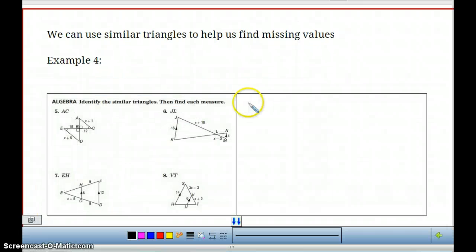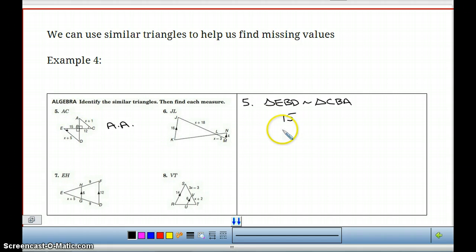So again, I'm going to write over here. For number 5, are the two triangles similar? Yes, by AA similarity postulate. So we would be talking about triangle EBD similar to triangle CBA. So that means EB matches up with CB. Again, I need to know the ones that have the x, so ED, x plus 5, over AC, x plus 1.